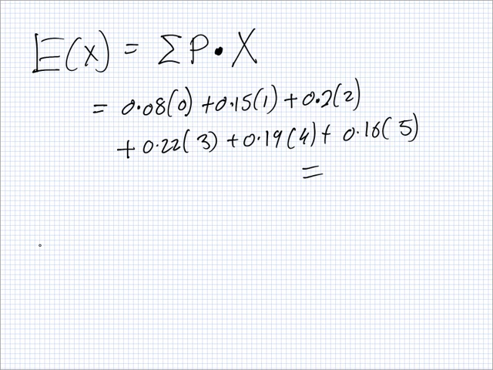Oh, I'm on a roll. 2.77. Good. Now the next one is a little bit harder. Have you done variance? Yeah.